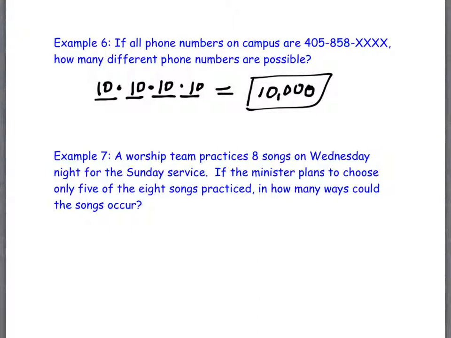Here's another example. There are 2 ways to do this problem, so I'll let you guys pick the first one, and then we'll see if you guys can think of the other one or not. A worship team practices 8 songs on Wednesday night for the Sunday service. If the minister plans to choose only 5 of the 8 songs practiced, in how many ways could the songs occur?